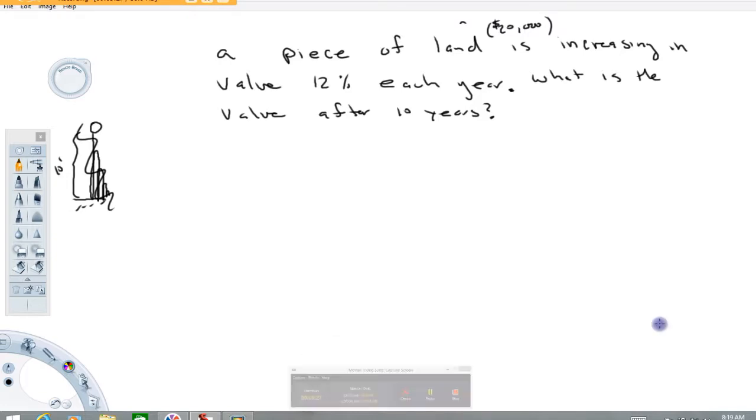All right, I'm back, and we're looking at number 20 here on the application section under geometric sequences. So it says, a piece of land that is originally valued at $20,000 is increasing in value 12% per year. What is the value after 10 years? So let's see. The first value here is 20,000. I'm going to go ahead and write that out. Then the next value is going to be this number times 1.12.